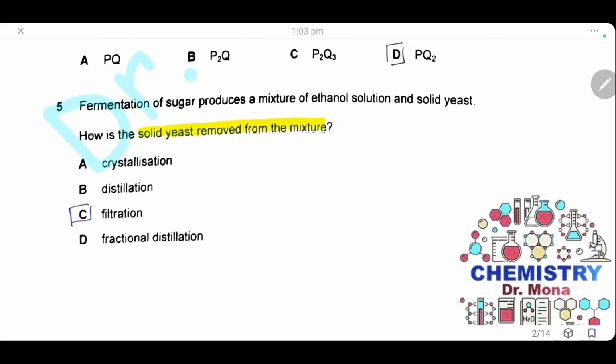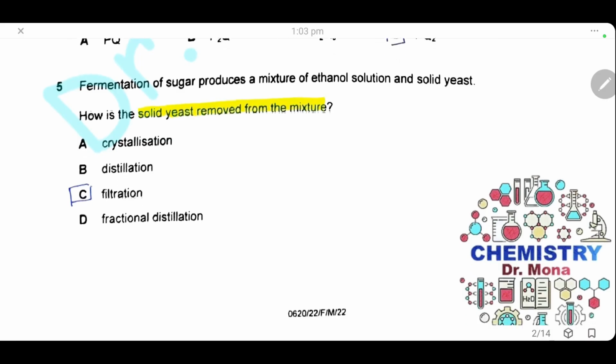Question 5. Fermentation of sugar produces a mixture of ethanol solution and solid yeast. How is the solid yeast removed from the mixture? To remove a solid from a solution, we need filtration. Filtration is a process used to remove an insoluble solid from a solution, so the answer is C.